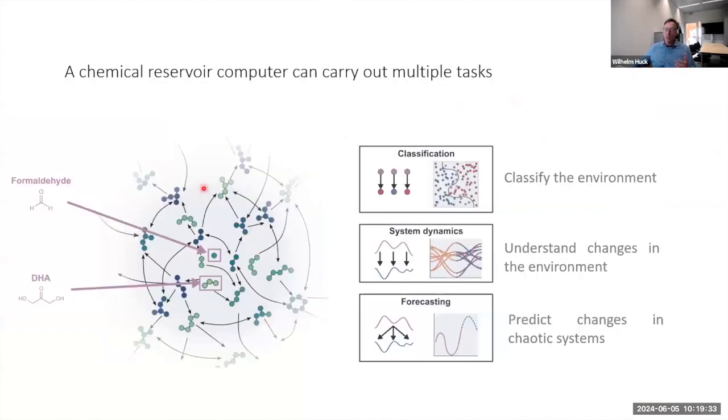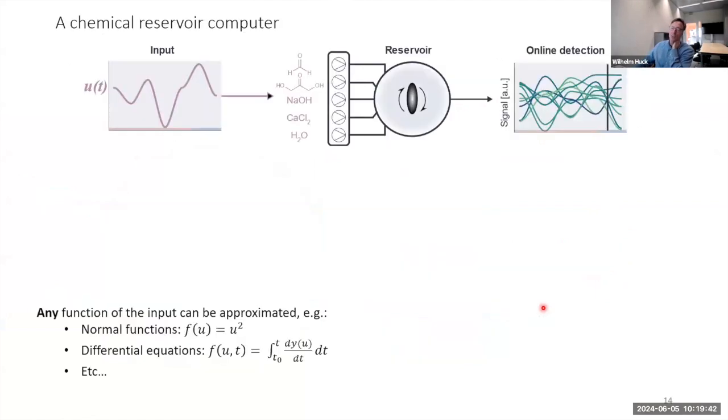So what we're going to try and do is have a reservoir computer that can classify the environment, understand changes in the environment, maybe even predict changes in chaotic systems. And so the concept is as follows.